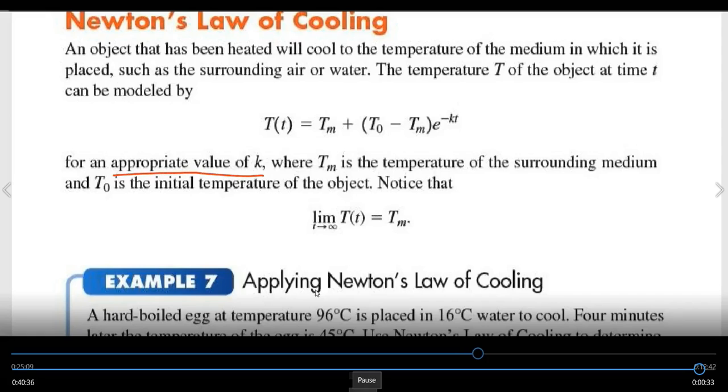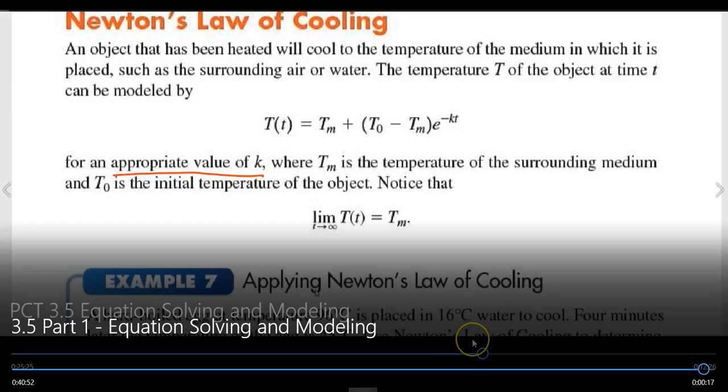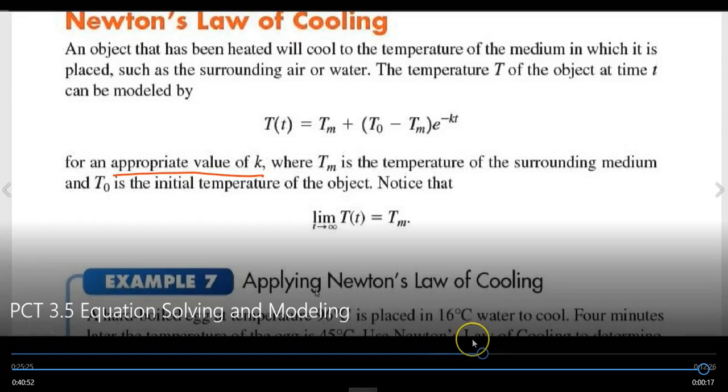It says an appropriate value of K, and that K would belong to that particular situation, that coffee, that liquid, or whatever the medium the object that you're cooling. By appropriate value of K, we also don't mean something inappropriate for children. We wouldn't want an inappropriate value of K to be seen on screen.